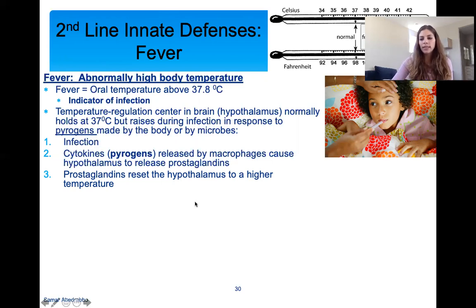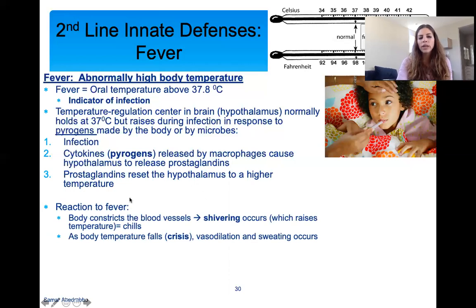And the reason why this is a good thing to fight off infection is because remember how microbes have an optimum temperature they like to grow in? So if you raise the temperature, they don't like growing in that temperature anymore. And you also start potentially denaturing their enzymes. Another reason why raising the temperature to fight an infection is good is because, as you guys remember from chemistry, higher temperature means that reactions happen faster, so your enzymes go on and do reactions faster to help you get rid of the infection. And one reaction to fever is shivering, chills.